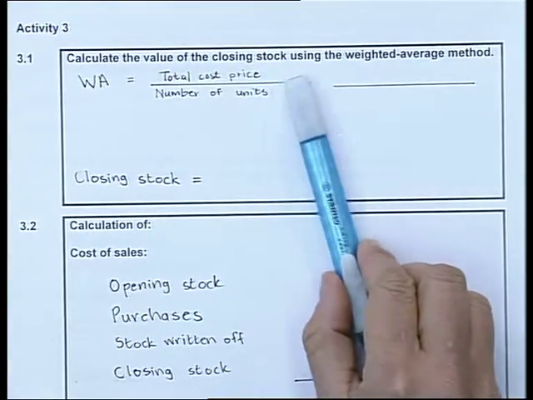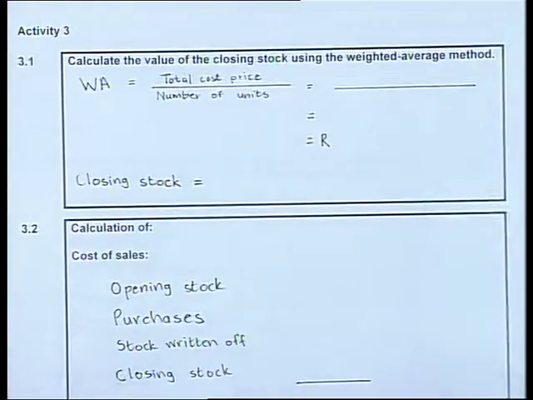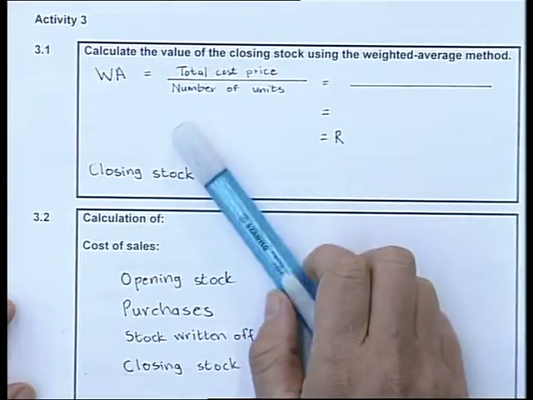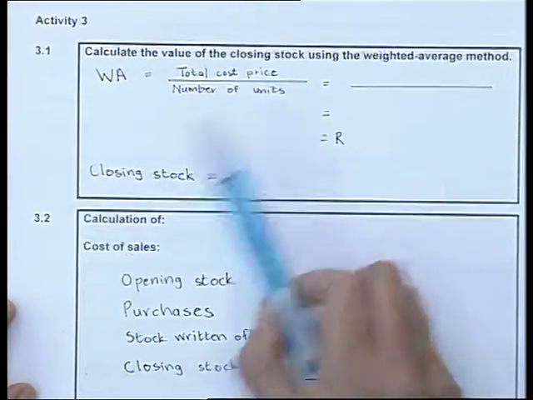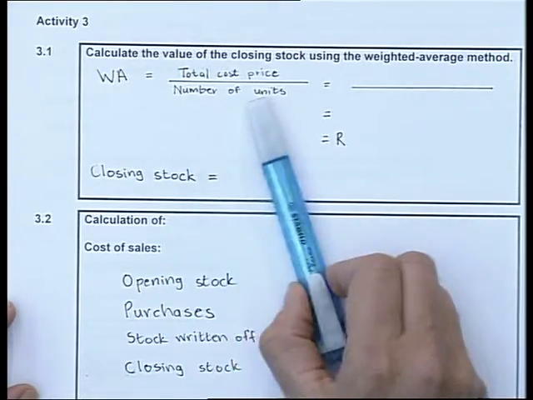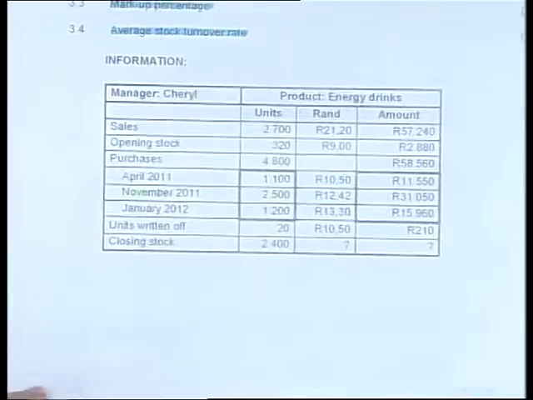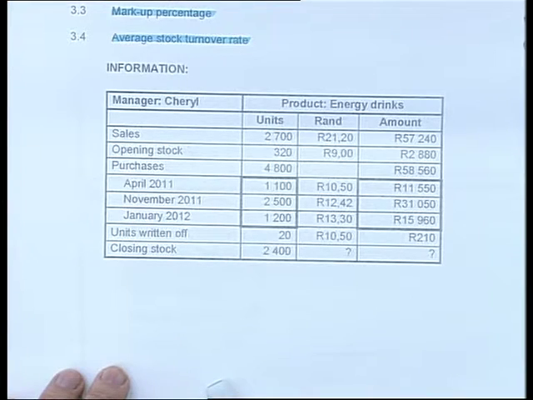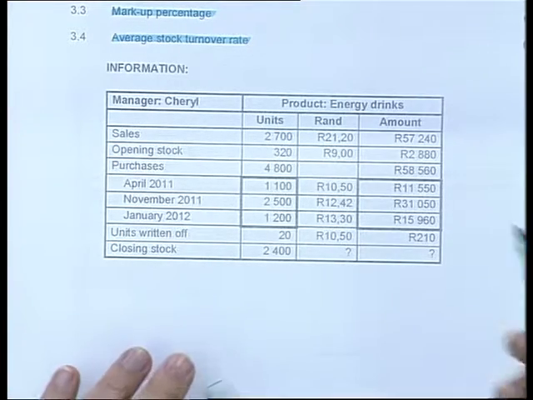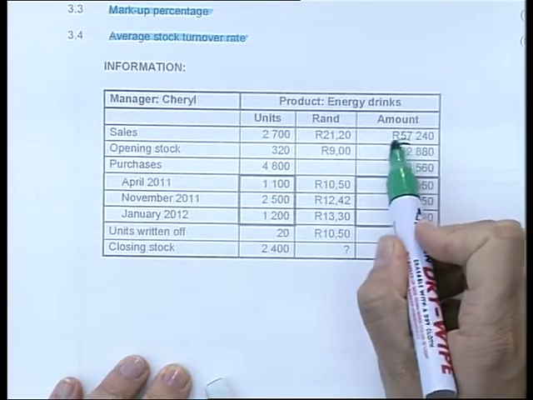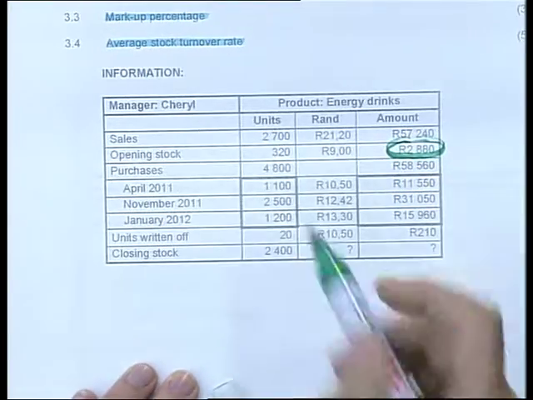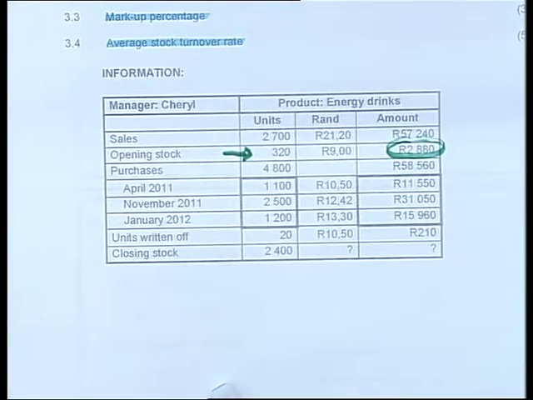Your answer book should be open now as well. Then to question 3.1. Calculate the value of the closing stock using the weighted average method. Okay, so what information do we need? We need to have the total cost price of the units available, and we need to have the number of units. So if we go to our answer, let's see. This is the information that we have. Okay, the total units, or the amount for the units. Okay, first of all, it is the opening stock of 2880, and the number of units is 320.